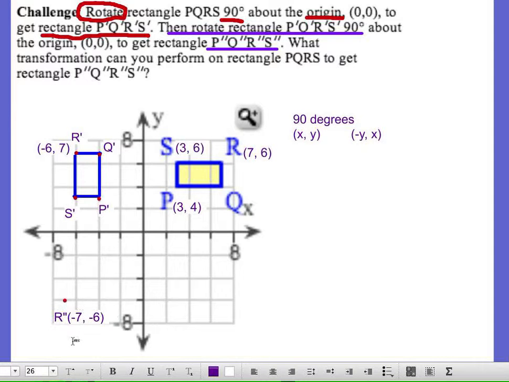Now if you look at the coordinates, the original was at 7, 6. And the double prime is at negative 7, negative 6. Which means all we have really done is perform a 180 degree rotation.